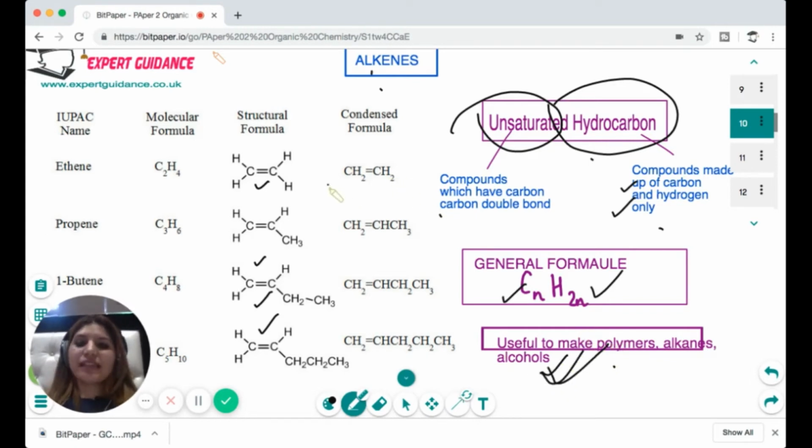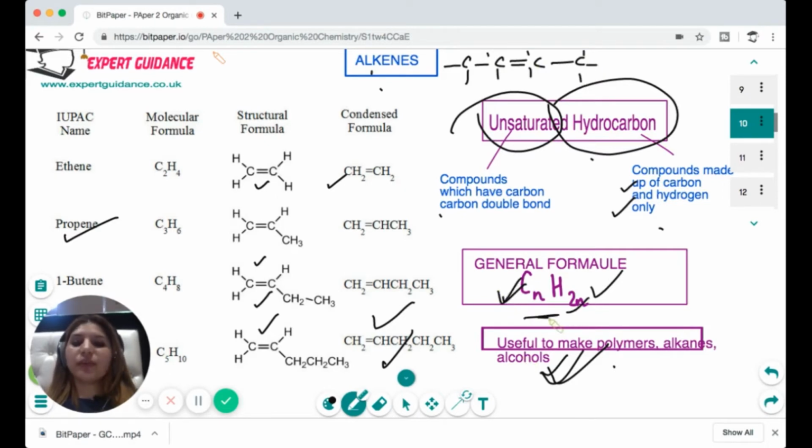It always starts with ethene, then propene, butene, and pentene. So you draw the number of carbons, put in the double bond, and remember each carbon can make 4 bonds. Fill the rest of the valencies of the carbons with hydrogens, and you will see that carbon and hydrogen are in the ratio 1:2.